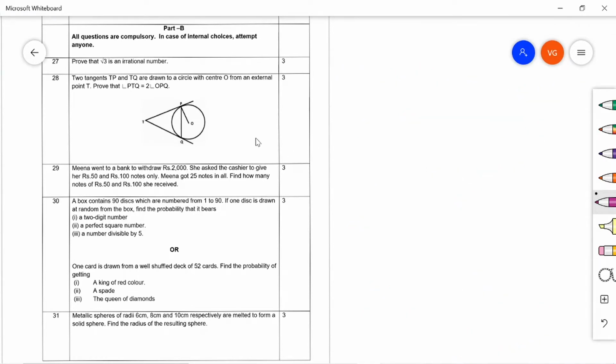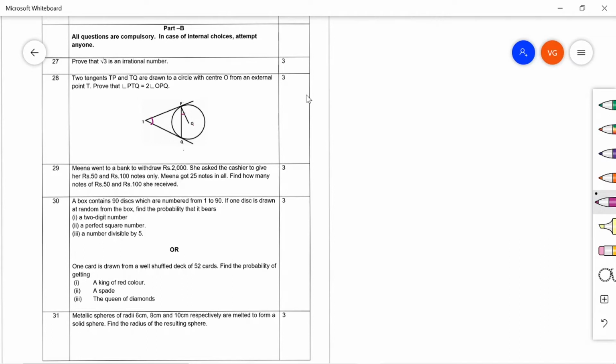Coming to question number 28. Two tangents TP and TQ are drawn to a circle with center O from an external point T. Prove that angle PTQ is equal to 2 times angle OPQ. So this is PTQ and this is OPQ, right?